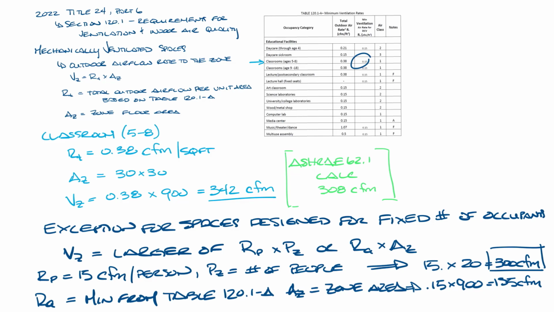So there's a lot more in this section of Title 24. That's the basic calculation for how much ventilation air you need to bring into an occupied space. I'll break the other parts out into future videos.